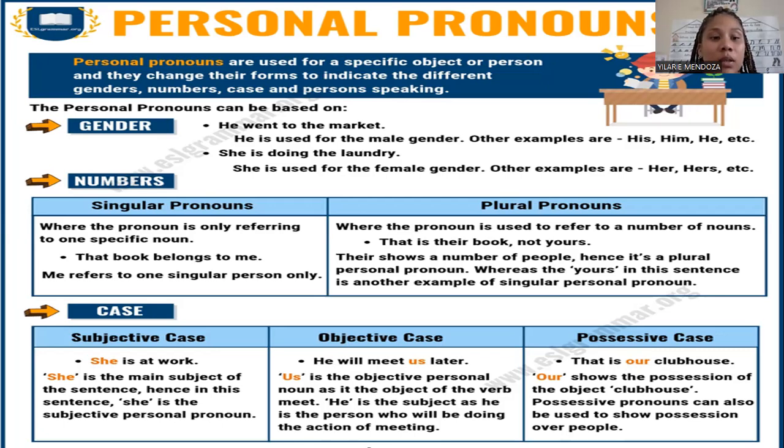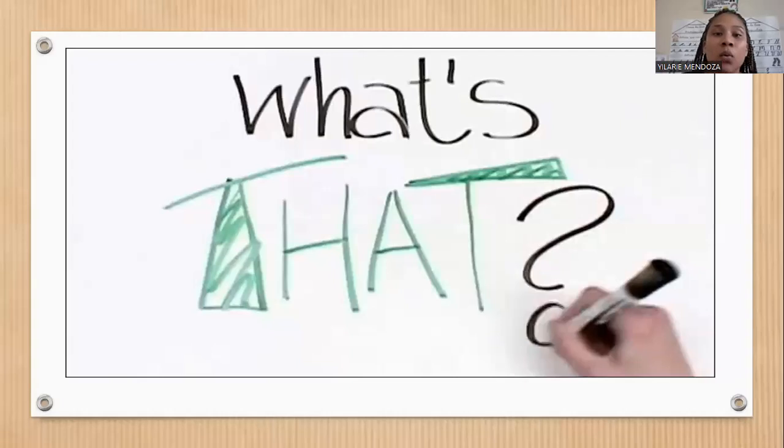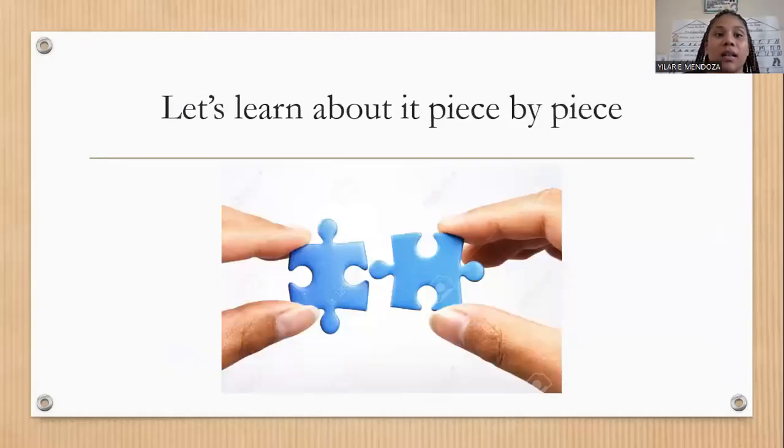The cases are subject case, objective case, and possessive case. The subject pronouns are she, I, he, they, we, it. The objective and possessive pronouns follow, like his, her. Let's learn about them one by one.